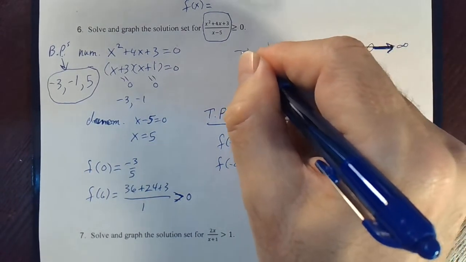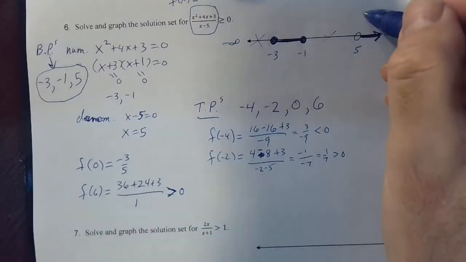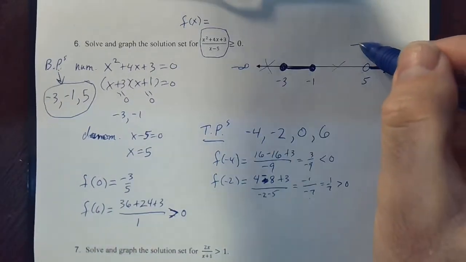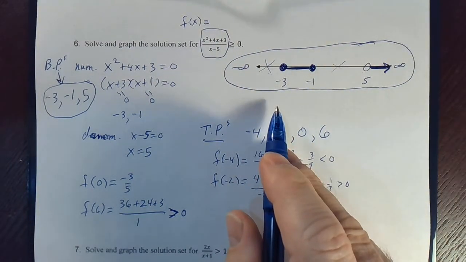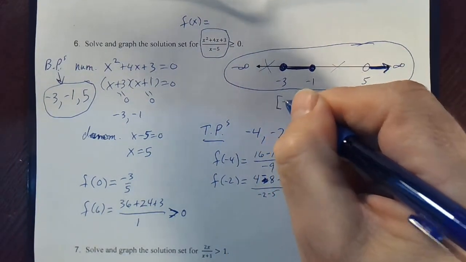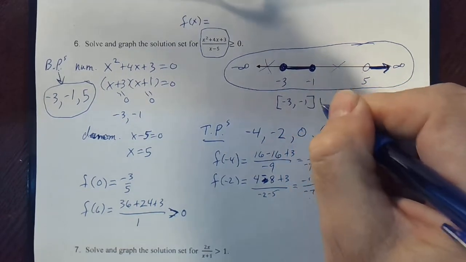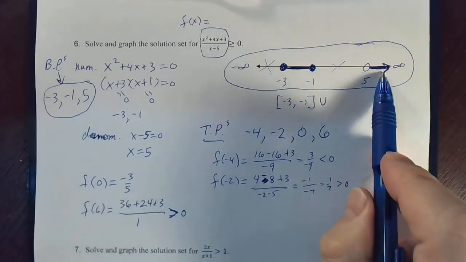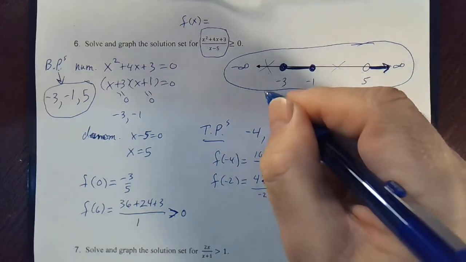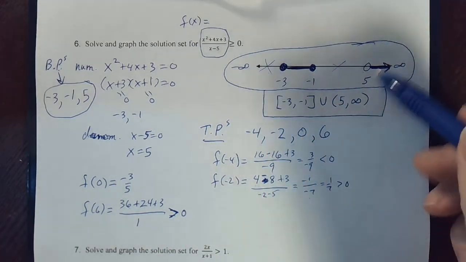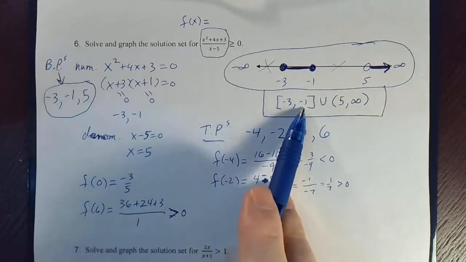Infinity there, negative infinity here. So this is the graphed solution. And written in interval form, we would say negative 3 to negative 1 in square brackets, union with this interval, which would be open bracket, 5 to infinity. So that's the combined solution, two different ways of saying the solution.